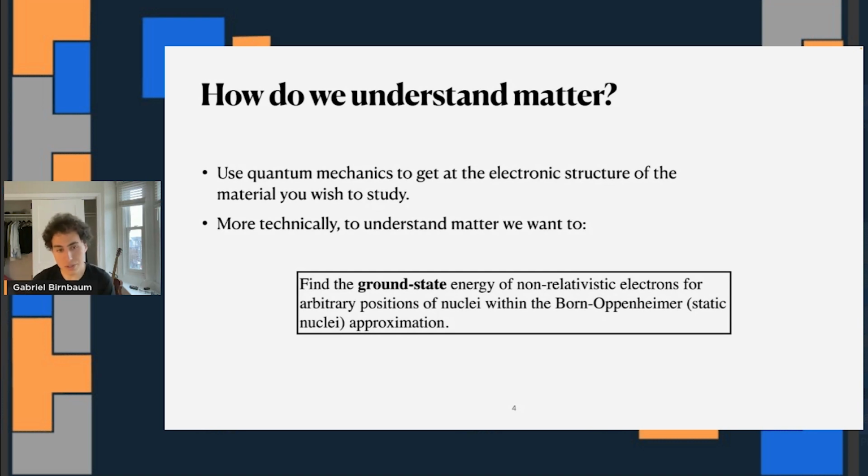But technically, to determine the behavior of matter, we like the technical description, which we'll start with, and I know it's unintelligible, and we'll slowly chip away at it and make sense of it. We're trying to find the ground state, or the lowest energy, of non-relativistic electrons, for arbitrary positions of nuclei within the Born-Oppenheimer approximation. It's okay if none of this makes sense yet. I promise you in the next 5 minutes, it probably will.